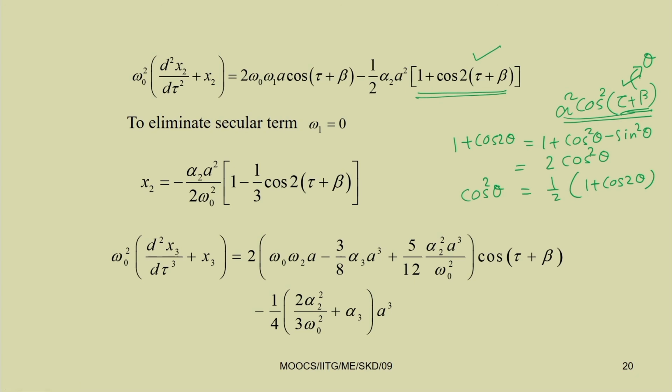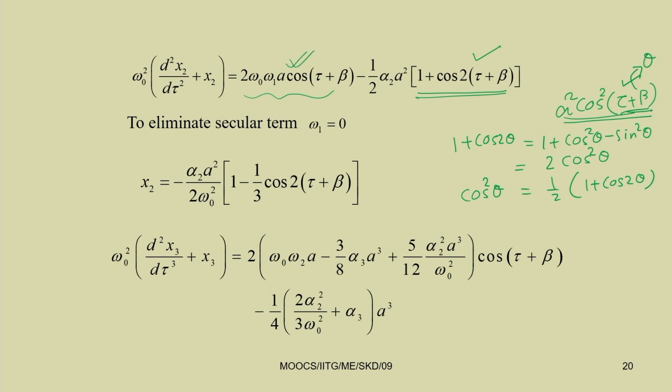Now observe the equation: omega 0 square d square x2 by d tau square plus x2 equals 2 omega 0 omega 1 a cos of tau plus beta minus half alpha 2 a square into 1 plus cos 2 of tau plus beta. Now you can find the particular solution of this equation. That will be 2 omega 0 omega 1 a cos of tau plus beta divided by d square plus 1. This term will lead to a secular term.